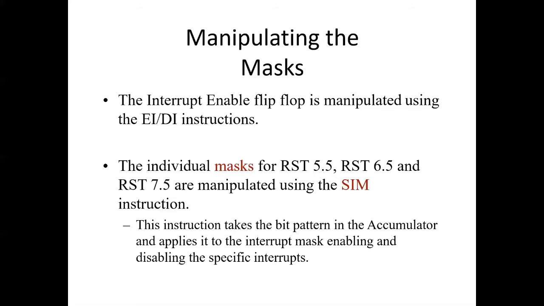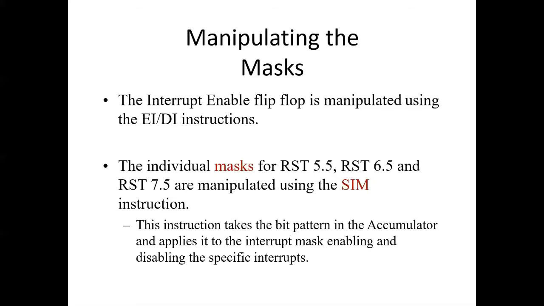Bit 1. This is the M 6.5 bit used for masking or unmasking of RST 6.5, similar to the M 7.5 bit. Bit 0. This is the M 5.5 bit used for masking or unmasking of RST 5.5, similar to the RST 7.5 bit. It may be noted that only RST 7.5, RST 6.5 and RST 5.5 can be masked or unmasked using the SIM instruction. TRAP and INTR cannot be masked or unmasked using the SIM instruction.